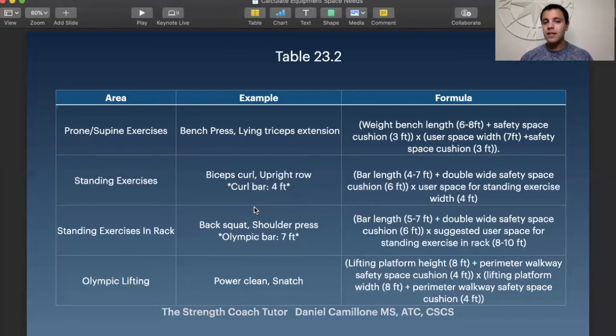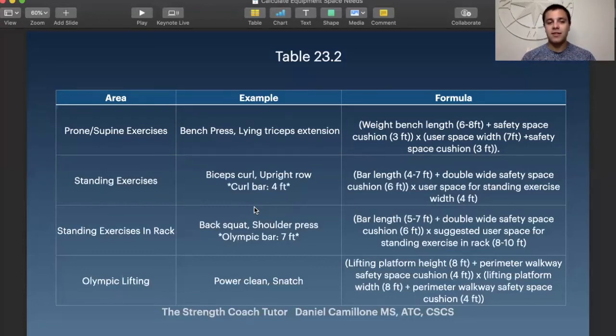Going back to the standing exercise formula, you take the bar length and add it to a double wide safety space cushion of 6 feet, because you need 3 feet on each side of you. So 3 plus 3 equals 6, and that's where they're getting that 6 feet from. Remember, we're doing that in its own set of parentheses. Once we get that number, we multiply it by the user space for standing exercise width, which would be 4 feet, so basically 2 feet on each side as well. That creates enough safety space for us to perform this exercise. You just multiply those two numbers to get your square footage.